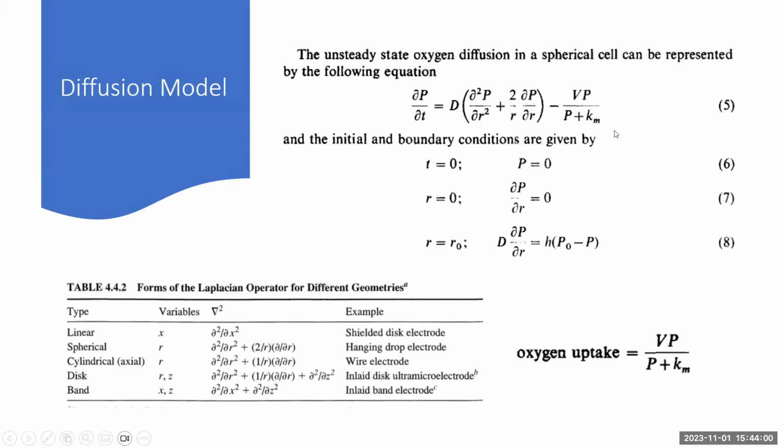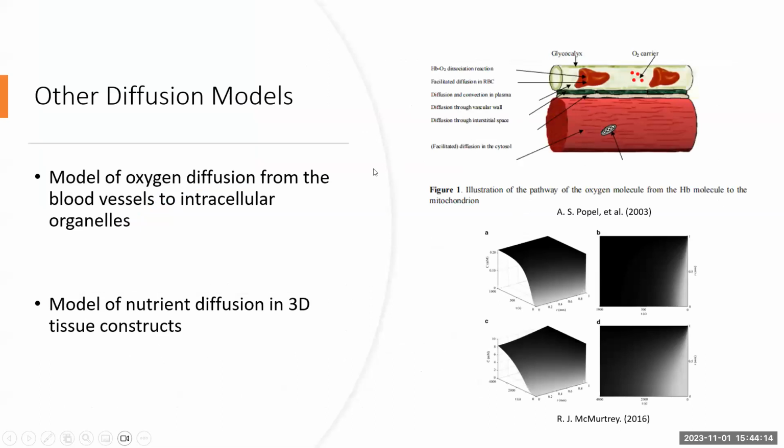And also you can see there is a special term to describe the oxygen uptake kinetics, which is Vp over P plus Km. There are also many other kinds of diffusion models, like the model of oxygen diffusion from the blood vessel to intracellular organelles, and the model of nutrient diffusion in 3D tissue constructs.